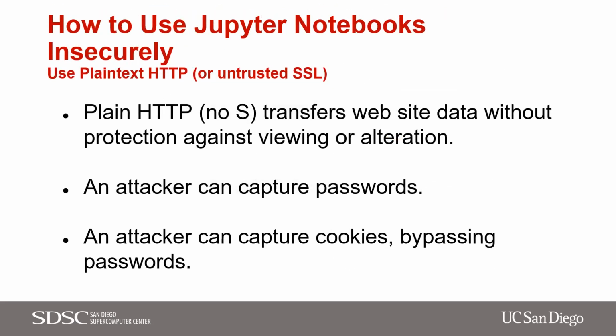So plain text HTTP means that there's no encryption, and all of the data for the website, the cookies, the headers, the actual payloads, the things that you're typing in, all of that is flying over the network, over the internet, and sometimes broadcasted in the air without any protection against being viewed or altered by a third party. So what this means is an attacker can capture your passwords, and an attacker can capture the cookies, which bypass passwords. And we're gonna do a demo of that attack right now.